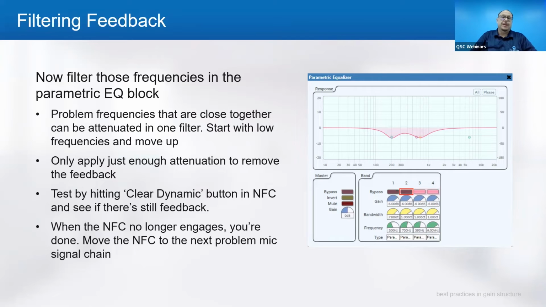Then you can either have that notch feedback controller in there, or you can put it in a set of test tools and just probe in and out of it for each of your mics. You don't need to put one in for every single mic. I would recommend using it just as a test tool. What you do is clear your dynamic filters on the notch feedback controller, and then wait and see: is the microphone going to feed back? Go through some speech with it. And when it no longer engages, you can move on to the next problem mic in the chain.